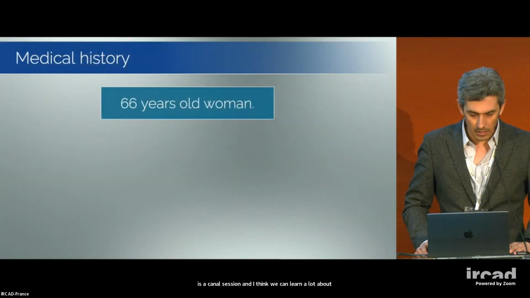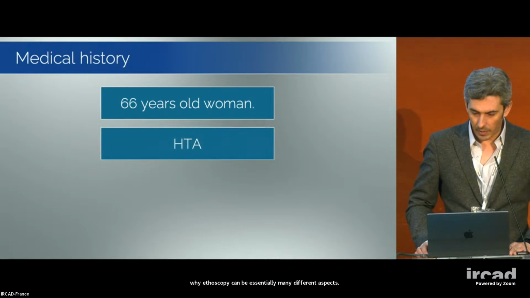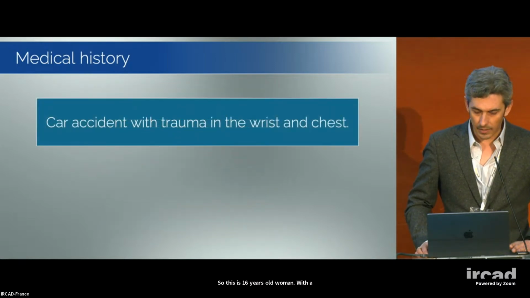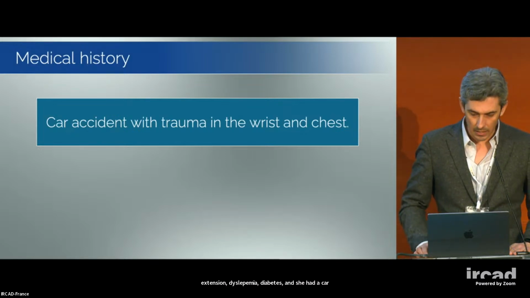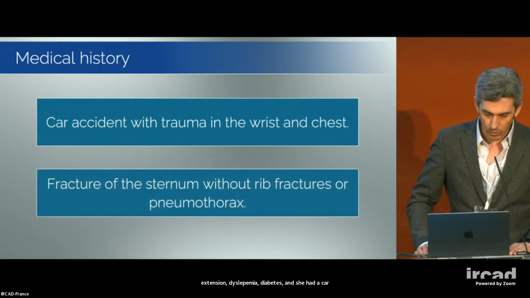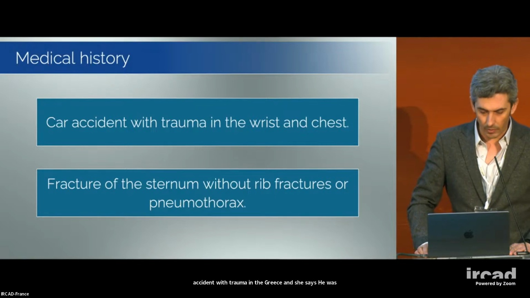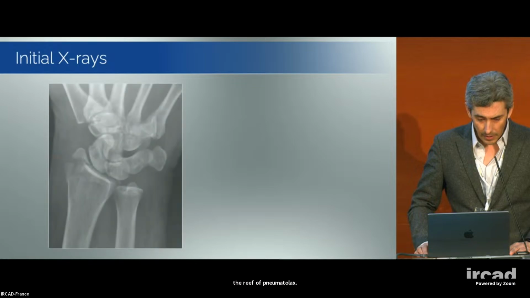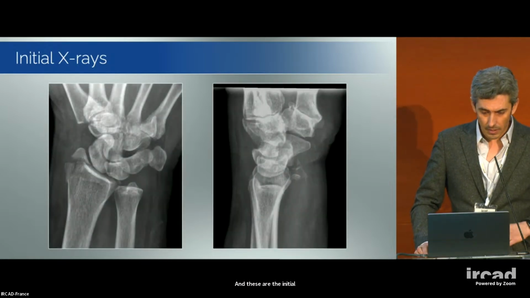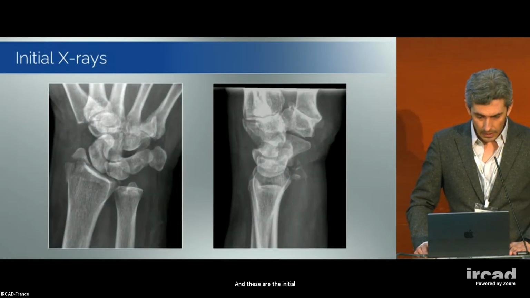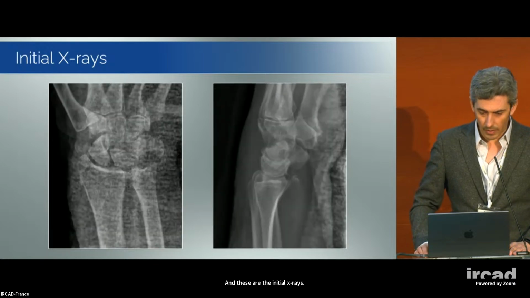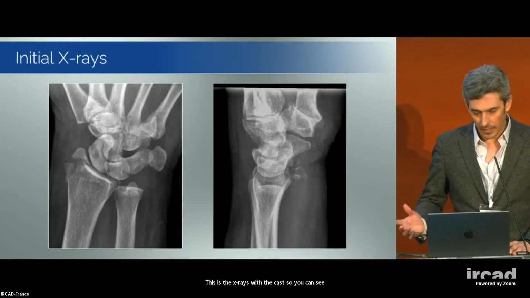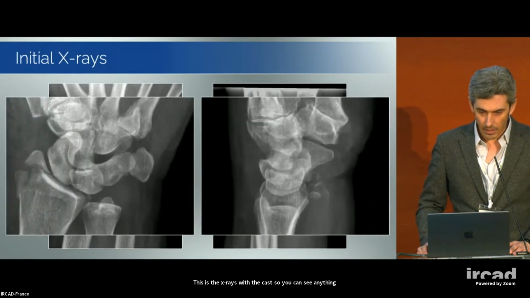So this is a 16-year-old woman with hypertension, dyslipidemia, and hypothyroidism, and she had a car accident with trauma in the wrist and chest. She was diagnosed with a fracture of the sternum without fracture of the ribs or pneumothorax. And these are the initial X-rays. This is the X-ray with the cast. And here again, the X-rays.